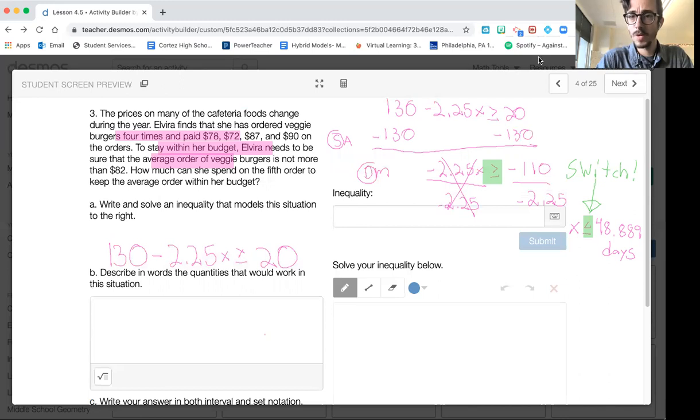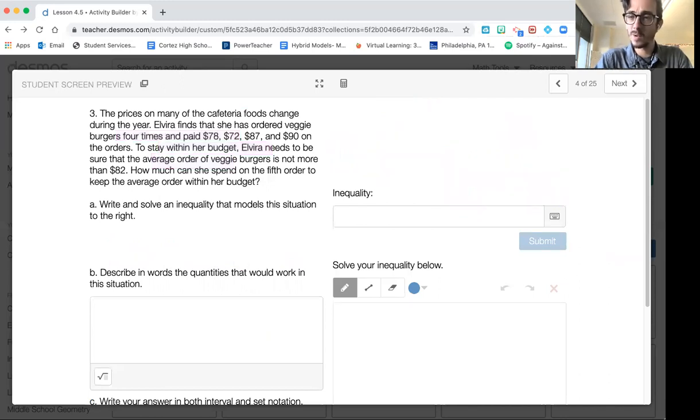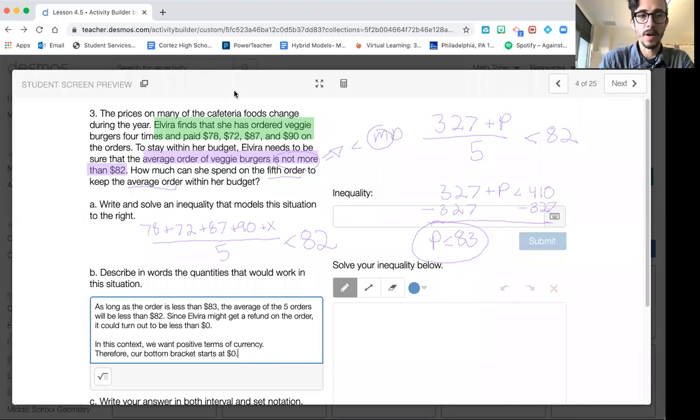So pause the video, read through the problem, try it out. I'll highlight what's important. All right, so we're dealing now with an average. We've seen one of these before when we were taking the average of the first 3 baseball games. So we have Elvira trying to buy veggie burgers. She's done this 4 times and has paid $78, $72, $87, and $90.